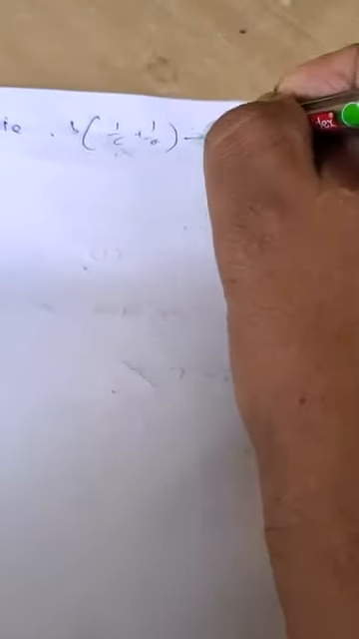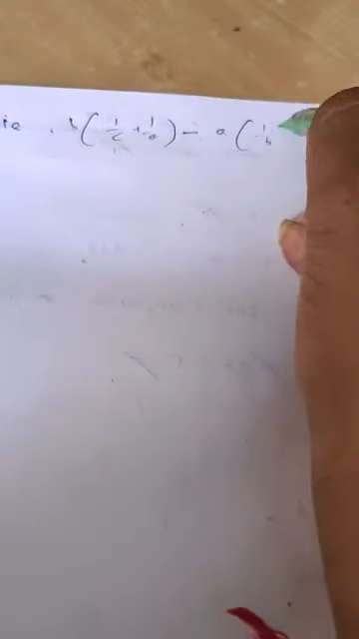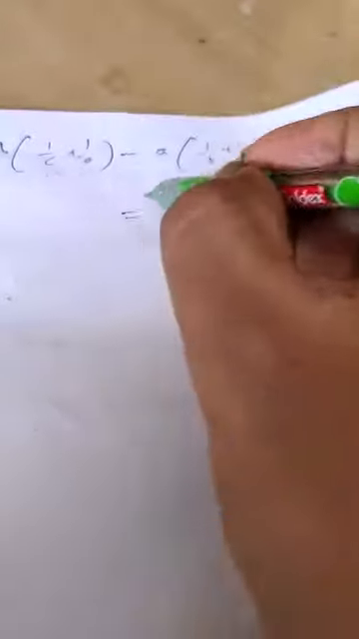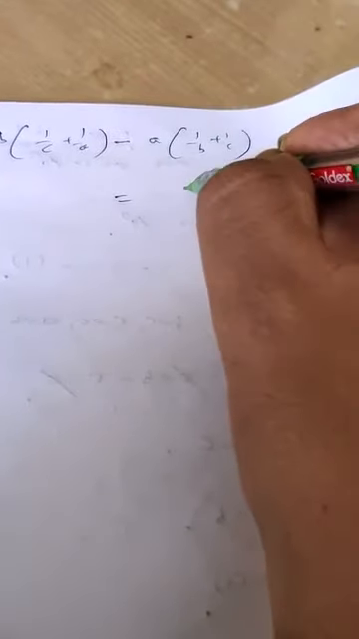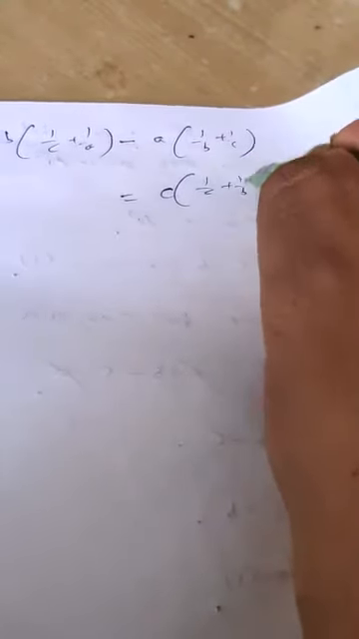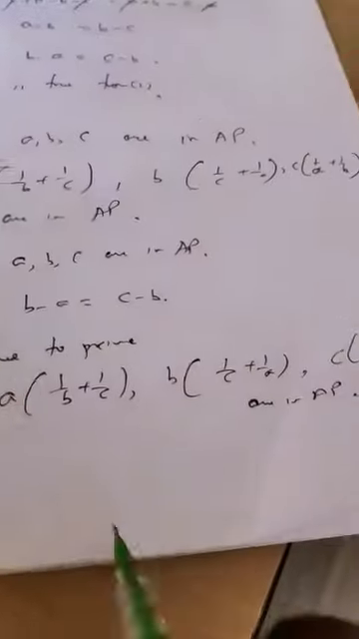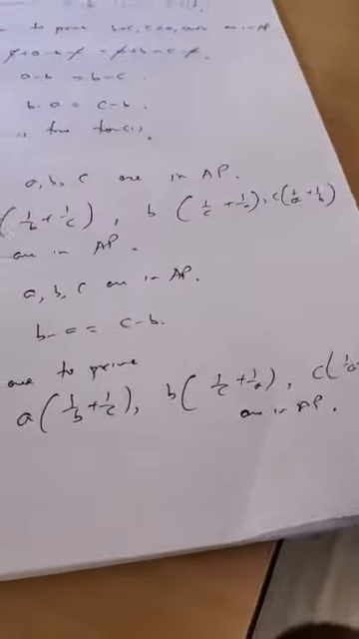That is, we have to prove b(1/c + 1/a) minus a(1/b + 1/c) equals c(1/a + 1/b) minus b(1/c + 1/a). Okay, you can check from this one. This minus this equals this minus this.